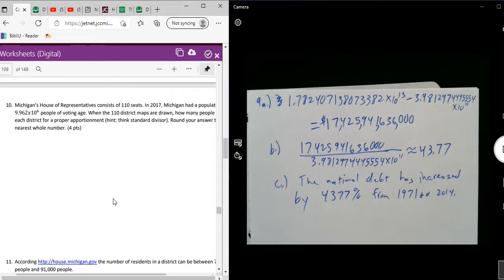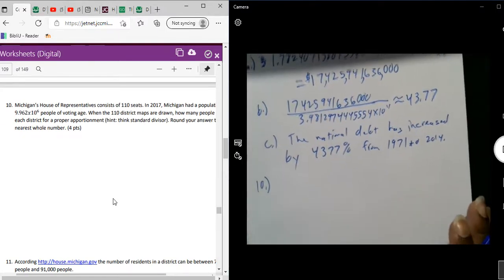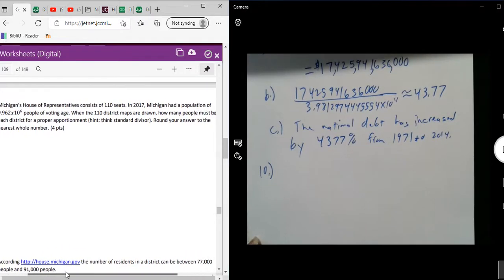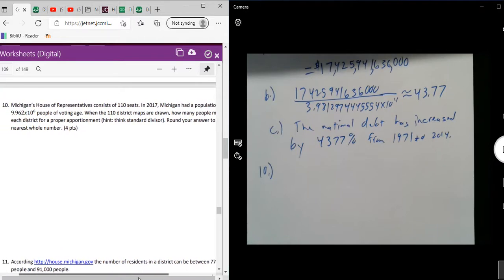All right, number 10. It says Michigan's House of Representatives consists of 110 seats. In 2011 and 2017, Michigan had a population of 9.962 times 10 to the 6 people of voting age. When the 110 district maps are drawn, how many people must be in each district for a proper apportionment? Think standard divisor. Round your answer to the nearest whole number.